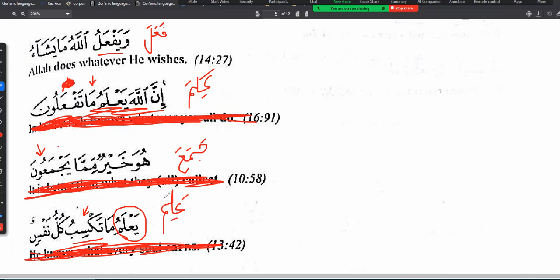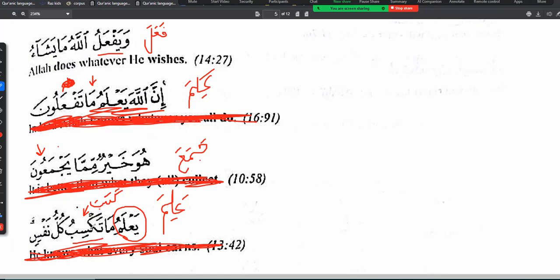And what is taksibu? What is the madi for this? Kasaba. Kasaba yaksibu. Right? Very good. Tell me the pronoun for ya'lamu. Huwa. Huwa ya'lamu. He knows. And translate: he knows what every soul earns. Very good, mashallah. So taksibu, kasaba is to earn.